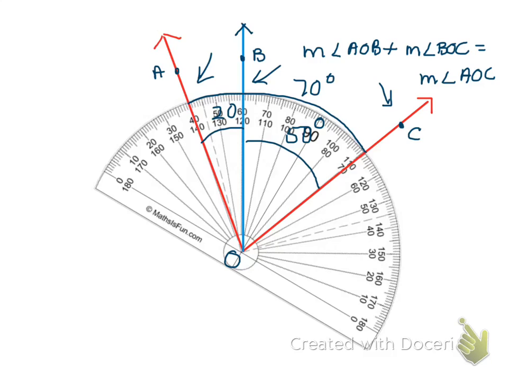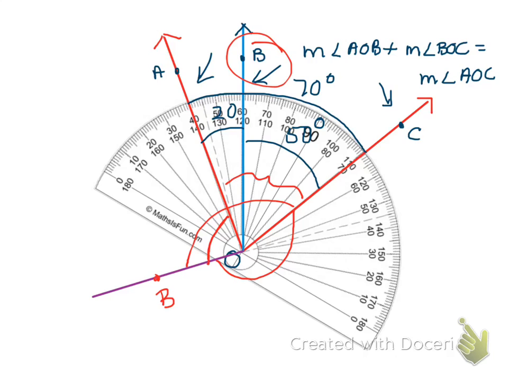That's not going to work if we have that ray that's out here. If you look at that and you say, well, the measure of this angle plus the measure of this angle, if this was B out here, then AOB would be this, and BOC, well, technically would be this. It's definitely not equal to that when you add those together. So it only works when ray OB is between ray OA and ray OC.